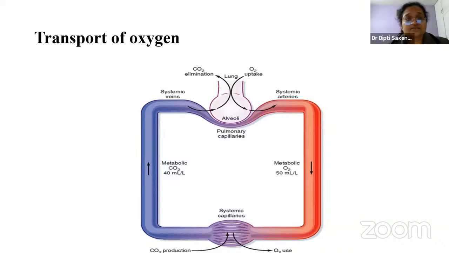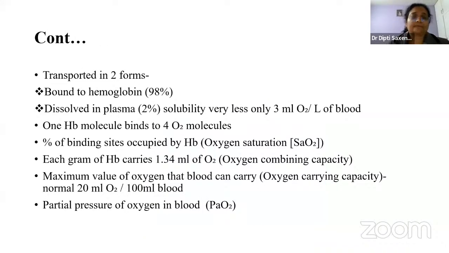via blood. So once the diffusion of oxygen occurs from alveolus to blood, we can see this in this diagram. From the alveoli, oxygen enters blood and reaches the tissues, and from the tissues, carbon dioxide is picked up and is delivered to the lungs again. Now, oxygen is actually transported in 2 forms. One is bound to hemoglobin, which is responsible for 98% of the transport. The other is dissolved in plasma, which is 2%. The solubility of oxygen is actually very low. Only 3 ml of oxygen is dissolved in blood. So the bulk of the oxygen that is transported is bound to hemoglobin.